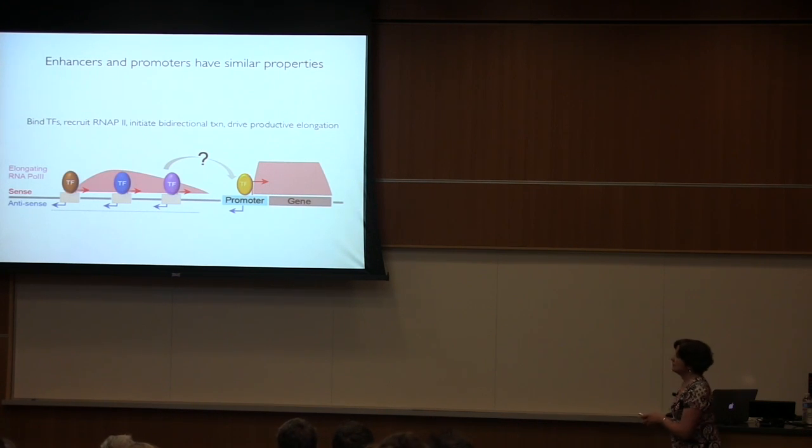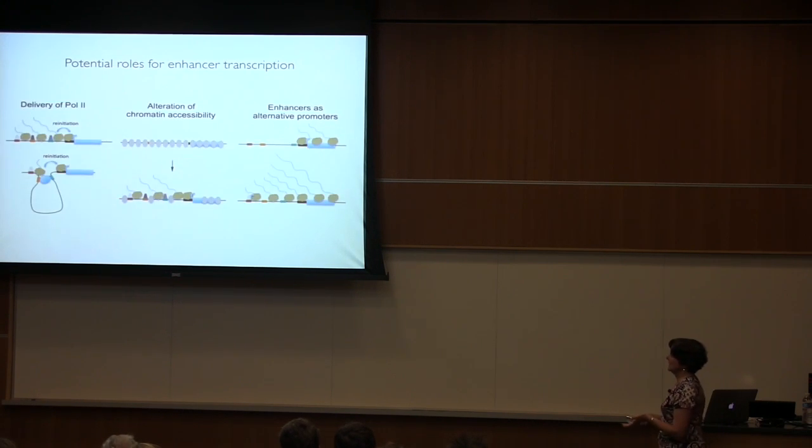So from all of that work, we could say that enhancers and promoters have similar properties. They bind transcription factors, they recruit RNA polymerase II, they initiate bidirectional transcription, and we can also see they can drive productive elongation. So what's the difference really between enhancers and promoters, and what's the function of transcription at enhancers? And we actually don't have the answers to those questions, and things that people, we and others, are thinking about.